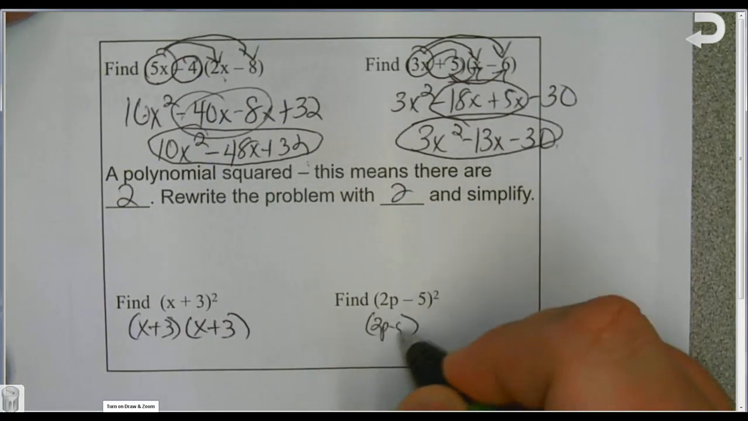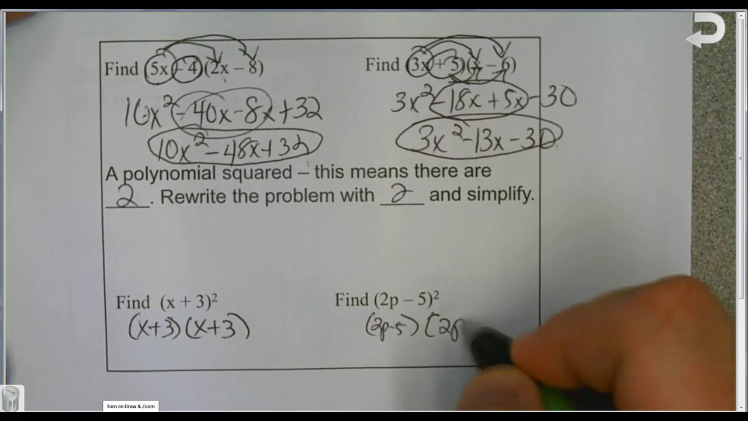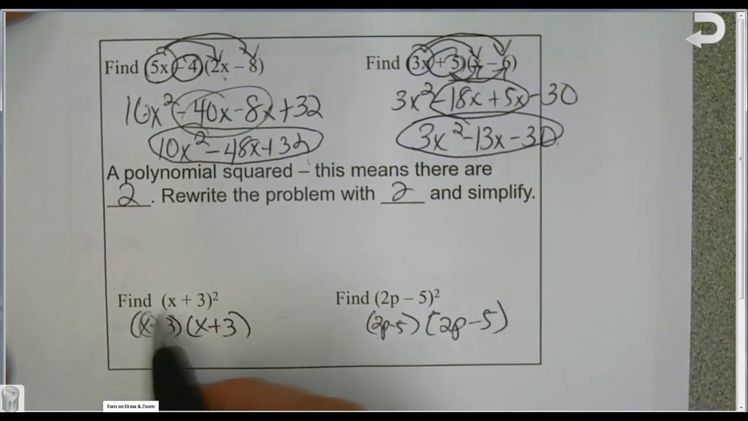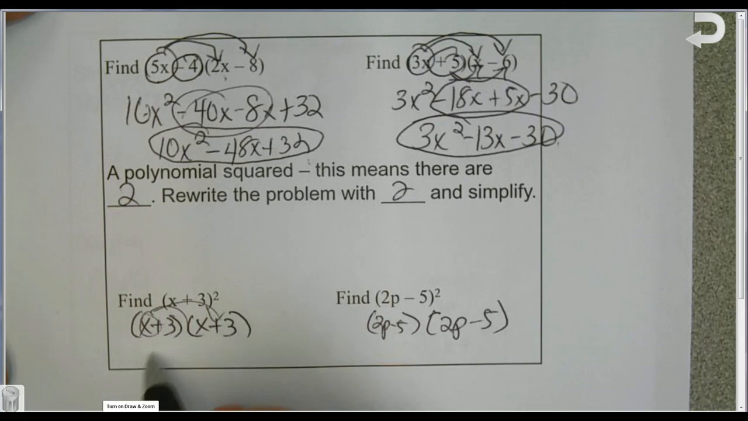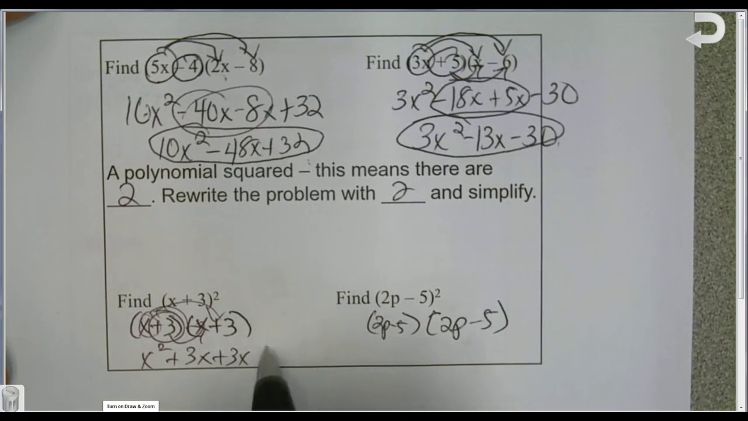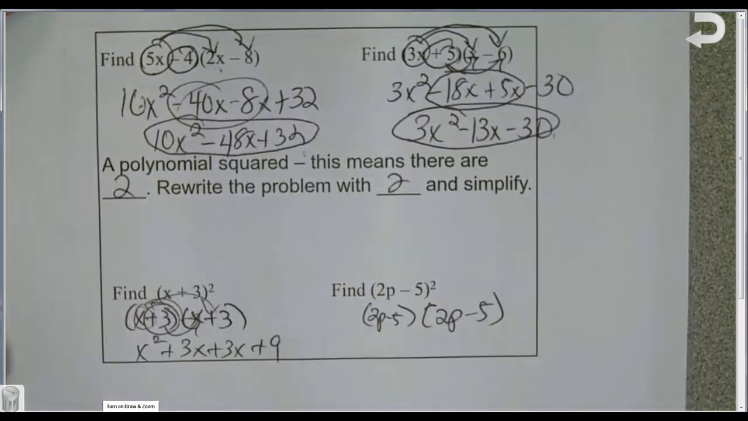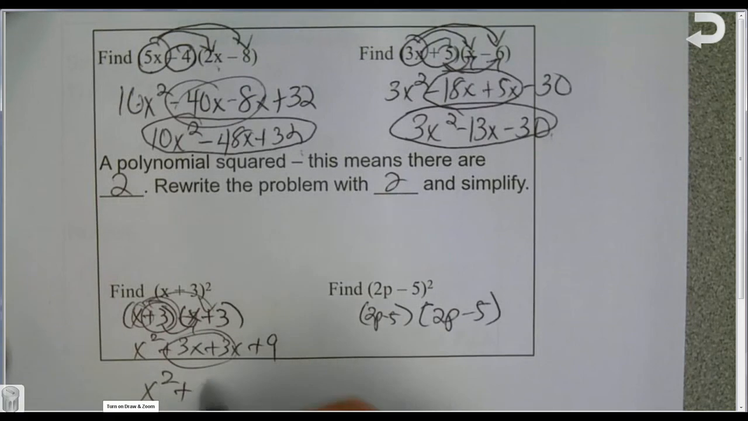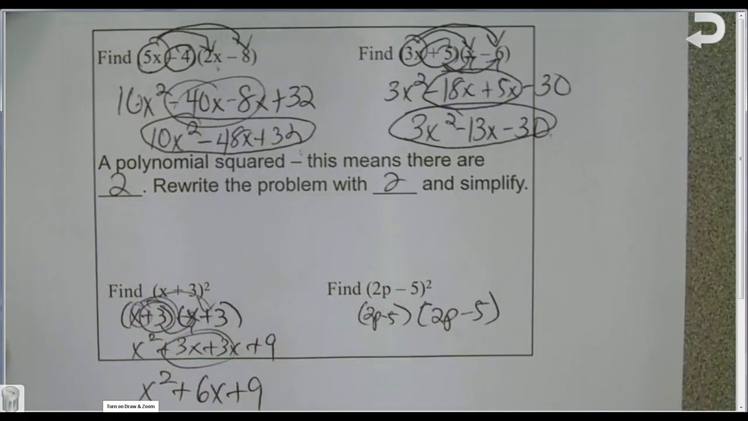2p minus 5 times 2p minus 5. So now if I'm going to solve it, I'm going to distribute. x squared plus 3x. I do the plus 3 plus 3x plus 9. Combine the middle, x squared plus 6x plus 9.